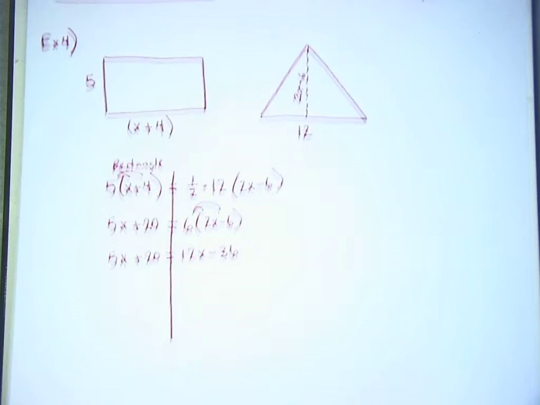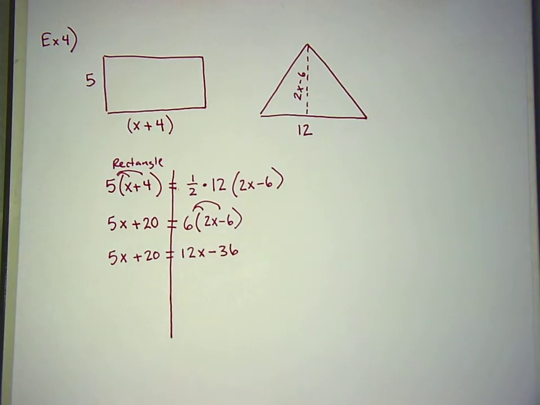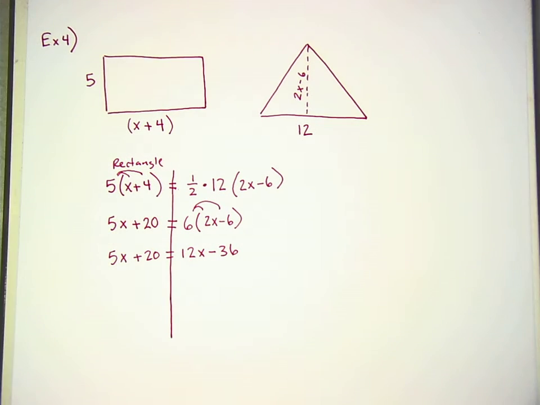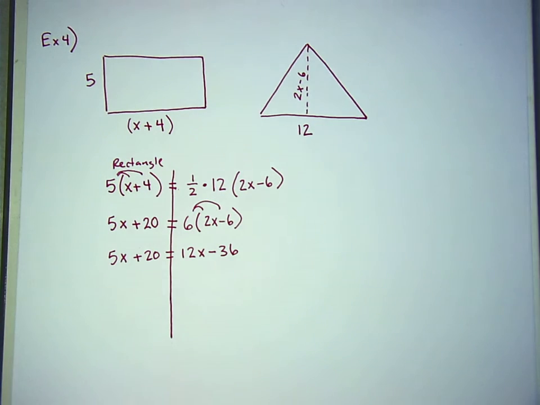All right, and that's where I'm going to leave it. So go ahead and solve it right now. You're getting the x's on one side, the numbers on the other. Start moving stuff around. Try your best. The right answer, if you get it right, is 8.